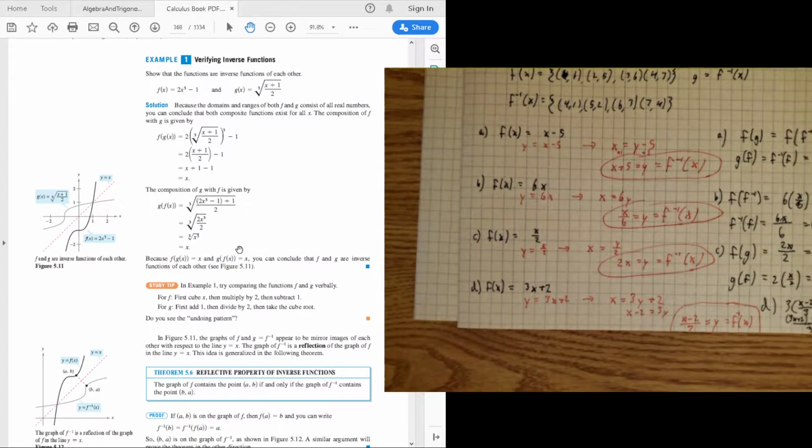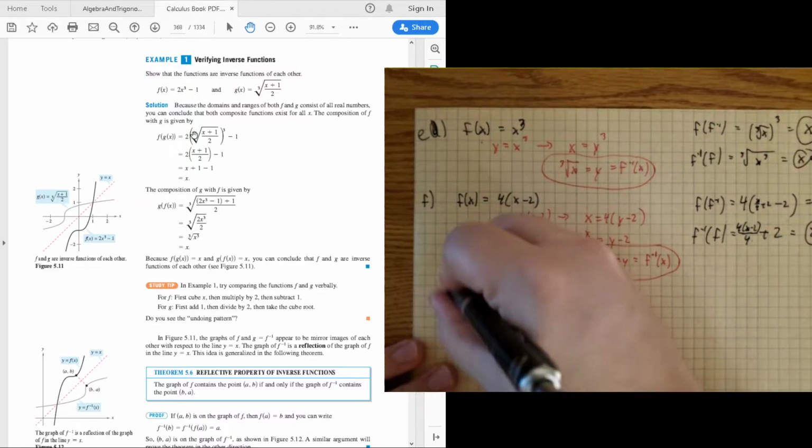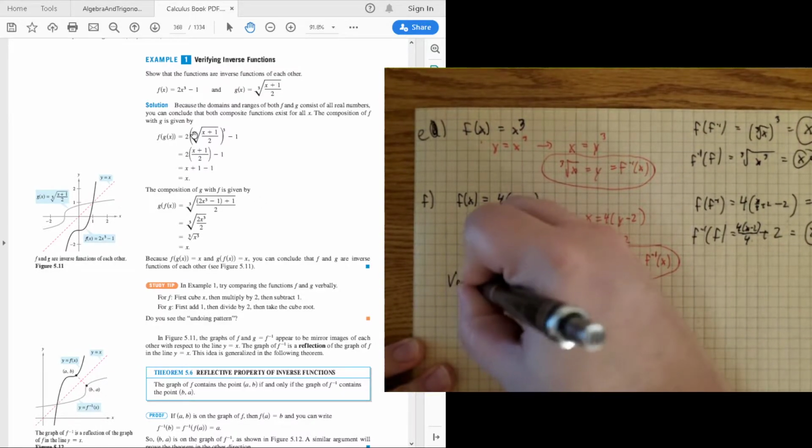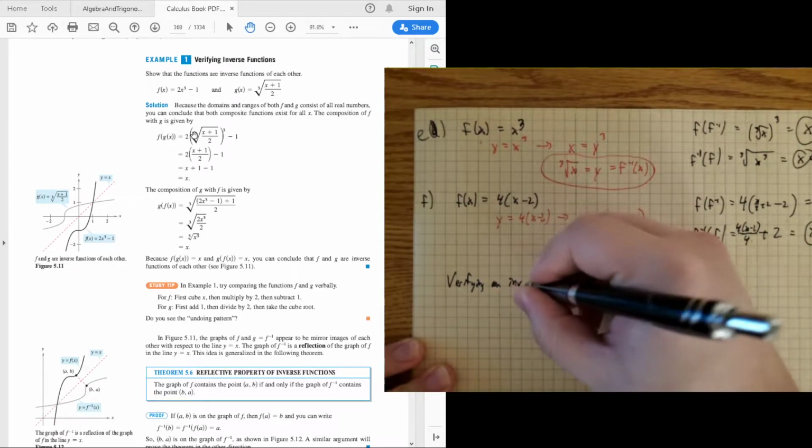Now, to verify that something is in fact an inverse, this is an example in the text, but I'm actually going to go directly into the homework. So let's pull up a homework assignment. So, this is referred to as verifying an inverse.